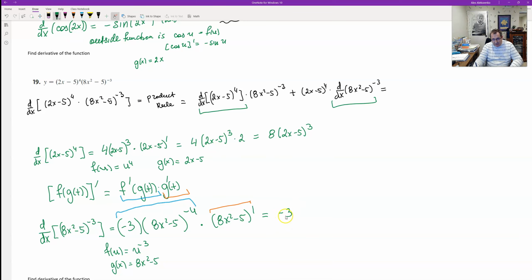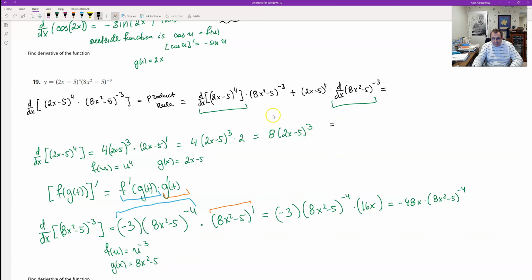So now I need to evaluate the derivative of 8x squared minus 5. Well, that's a very simple derivative. So the derivative of 8x squared minus 5 is going to be 16x, and that's what it is. Overall, we have negative 48x multiplied by (8x squared minus 5) raised to negative 4. That is the second term. And then we just go ahead and substitute these terms into the final expression.